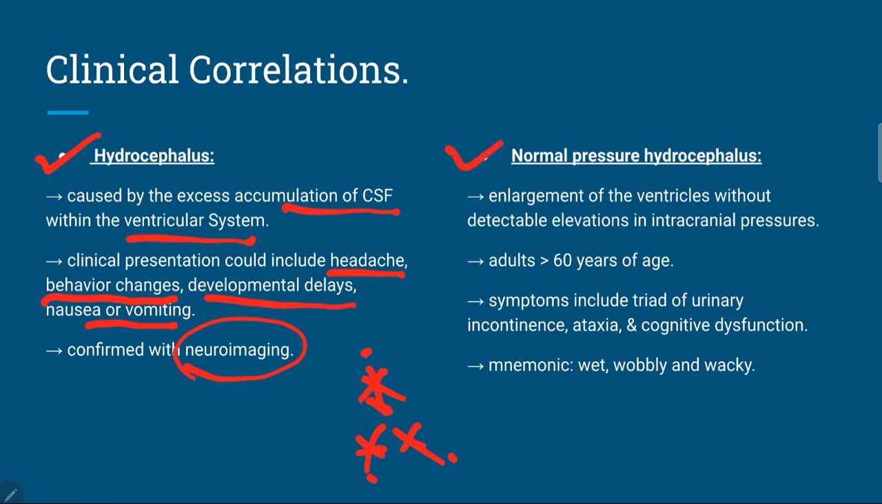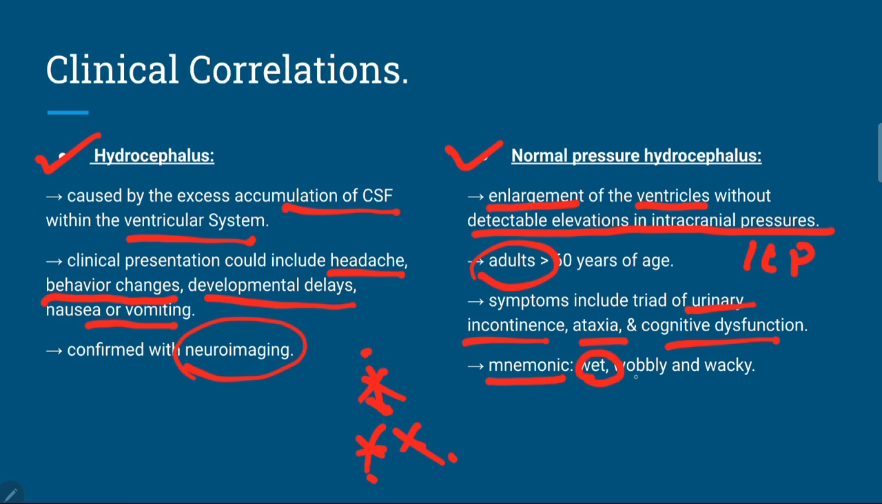What is normal pressure hydrocephalus? Normal pressure hydrocephalus is the enlargement of the ventricles without detectable elevations in the ICP, or intracranial pressure. There is an age factor here: adults above the age of 60. Symptoms include the triad of urinary incontinence, ataxia, and cognitive dysfunction. You can remember this from the mnemonic wet, wobbly, and wacky. WWW. Wet, wobbly, and wacky.